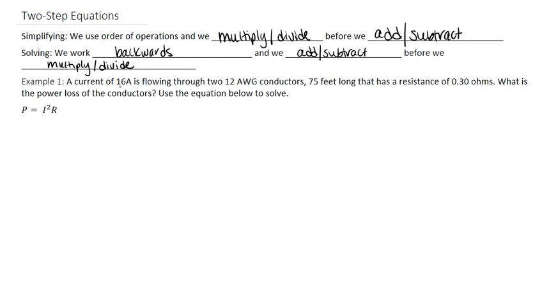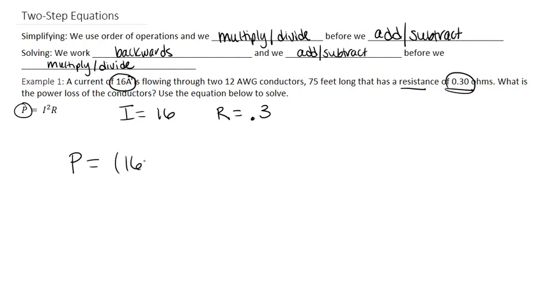So we know we have our current, which is our I, and then we have our resistance, which is 0.3. So R is 0.3. So let's go ahead and find our P then. So we're going to have to go ahead and plug this in. So we have P equals, then we have 16 squared, and then we have 0.3.